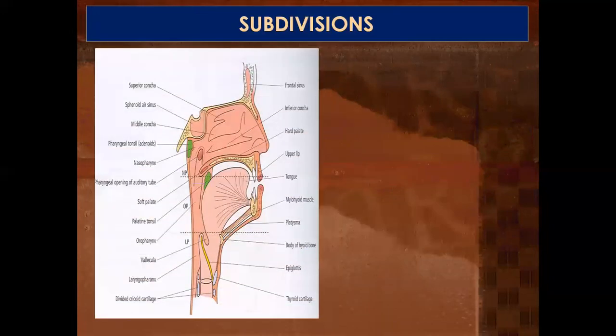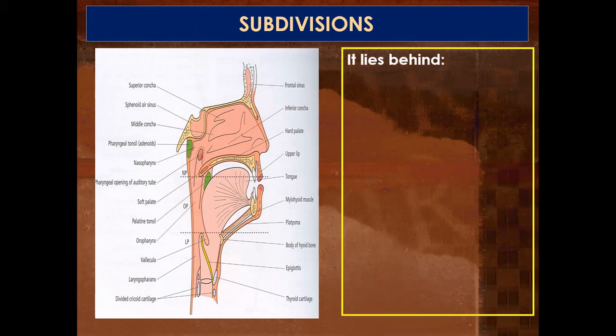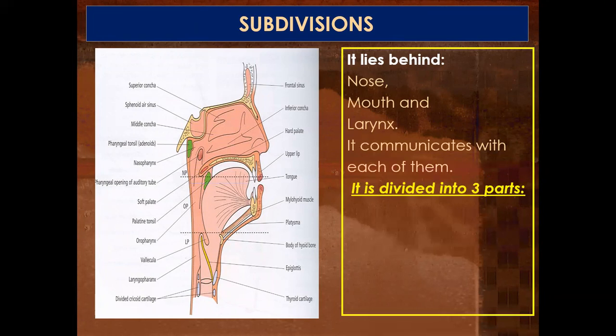Now coming to the subdivisions of the pharynx. So how is it divided? Because it is behind the nasal cavity, the oral cavity or the mouth, as well as the larynx, each part will be communicating with the respective area. So it will be divided into 3 parts. The part which is communicating with the nasal cavity, that will be behind it, is called the nasopharynx. So behind the nasal cavity is the nasopharynx.